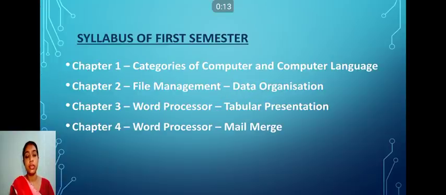In the previous session, we discussed the syllabus of the first semester. I told you that 4 chapters are going to come. First chapter, categories of computer and computer language. Chapter 2, file management, data organization. Chapter 3, word processor, tabular presentation, and chapter 4, word processor, mail merge. In the previous session, we discussed the first 2 chapters, categories of computer and computer language, and file management and data organization. We have done the revision of these 2 chapters.